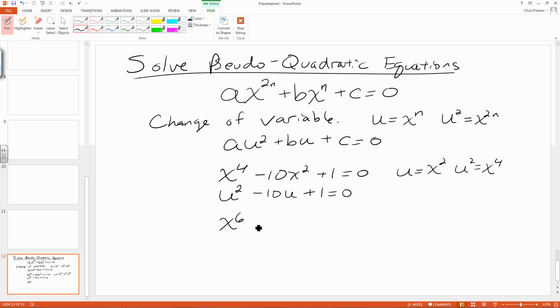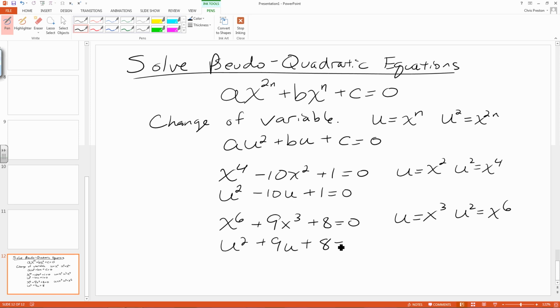Let's say we have x to the 6th plus 9x to the 3rd plus 8 equals 0. So again, I can say u is this middle variable expression, x cubed. So u squared would be x cubed squared, so x to the 6th. So u squared plus 9u plus 8 equals 0.